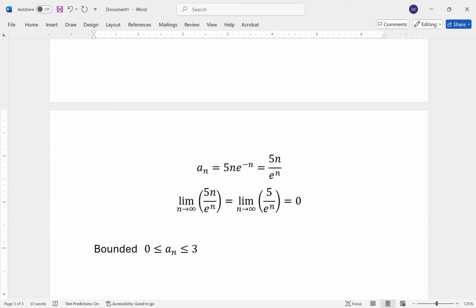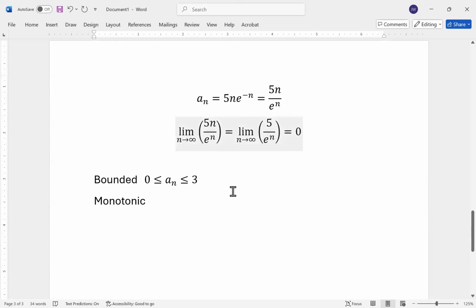This one is also monotonic. Algebraically, it's a little bit tougher to deal with. It's not bad at all, though. I will actually go through this one algebraically. Let's take 5n over e to the nth power and look at it versus 5 times n plus 1 over e to the n plus 1 power.